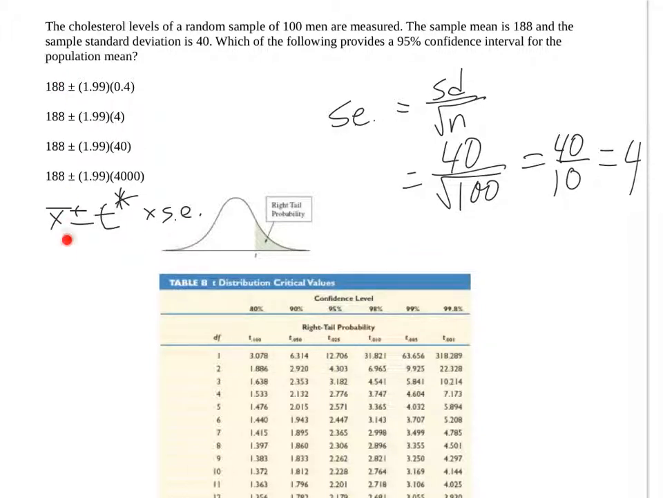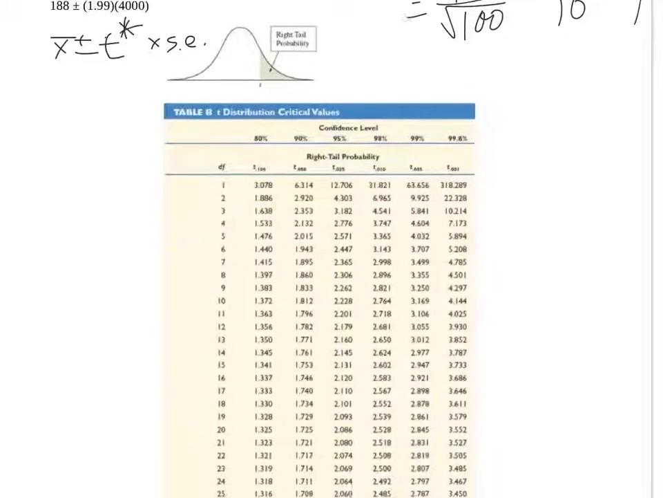X bar we know is 188. T star, well, they're all the same, so we don't have to choose. The standard error is 4. So it's got to be this one, right? Now that 1.99 comes from the following. We have a sample of size 100, and we're going to do a 95% confidence level.